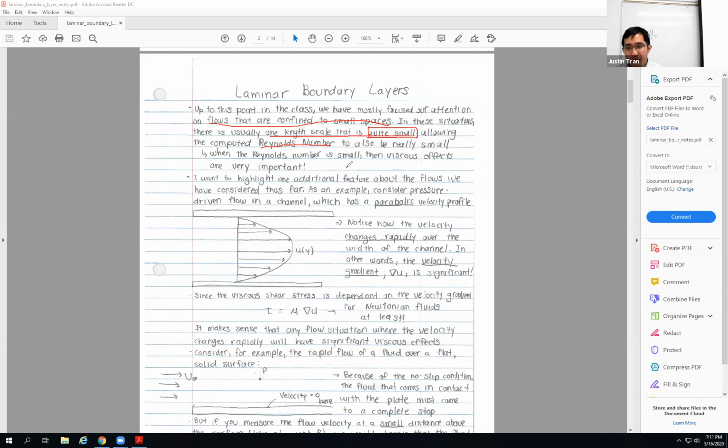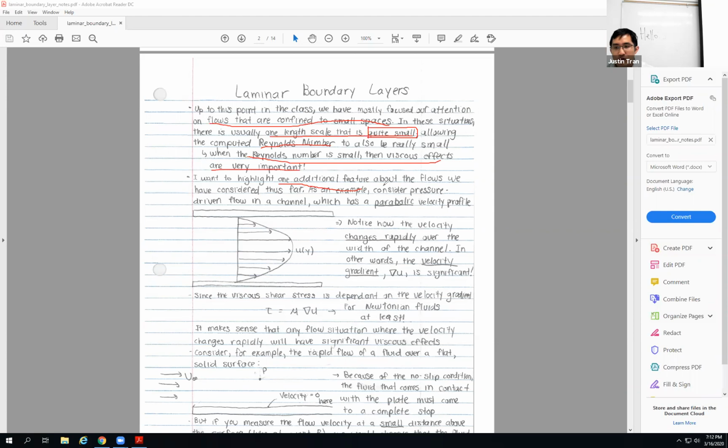Remember, the Reynolds number is the ratio of the inertial effects in the fluid, which are scaled by the velocity, divided by the viscous effects, which are scaled by the viscosity of the fluid. So when the Reynolds number is really small, we know viscous effects are important. But one other thing I want to bring to your attention, as a prelude for boundary layers, is one additional feature of all of those flows that we've considered.